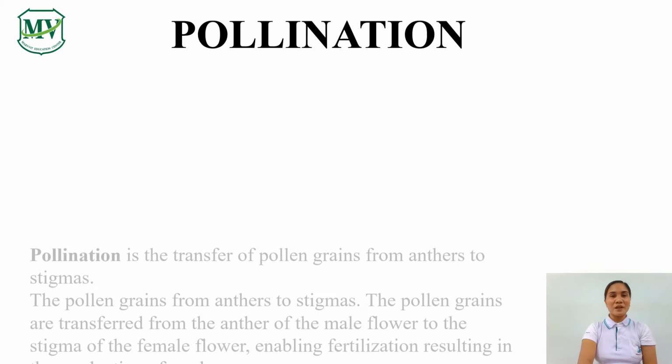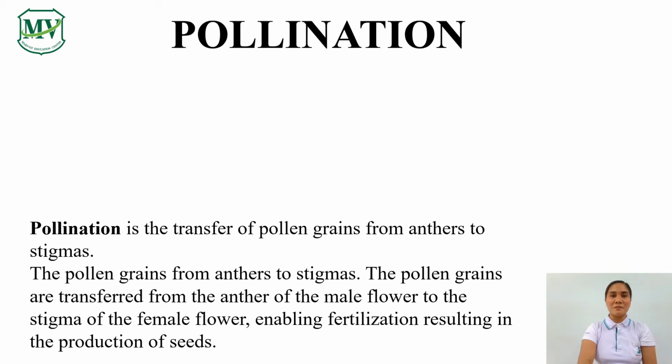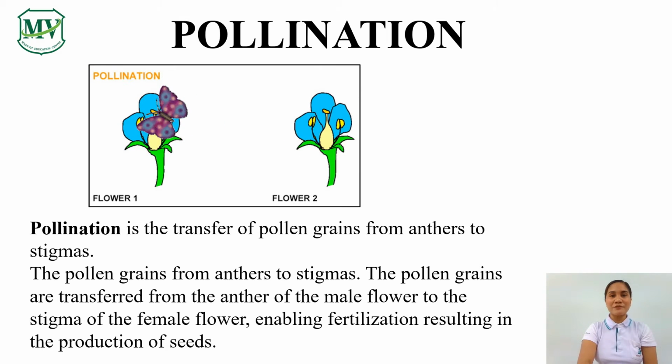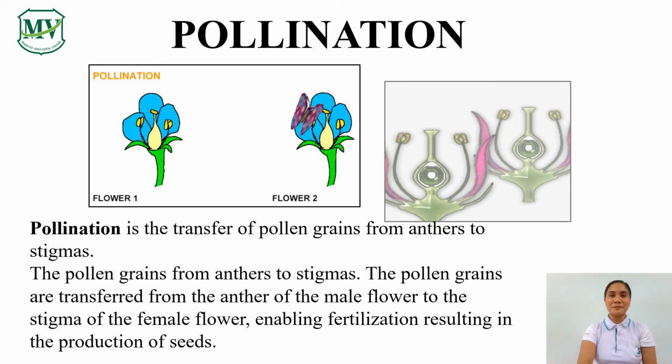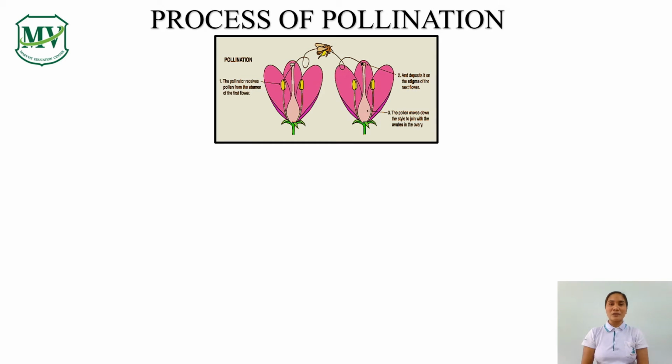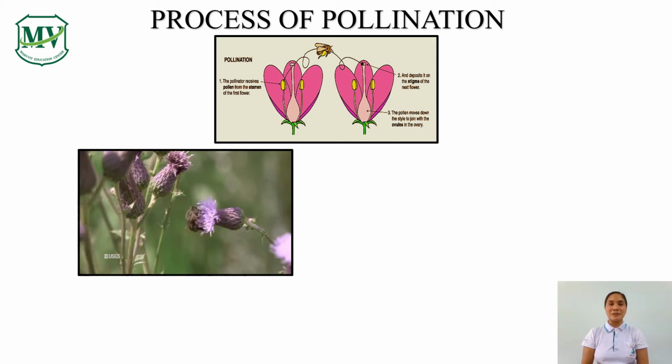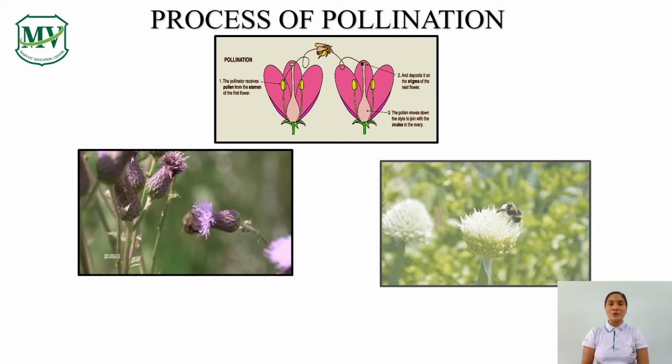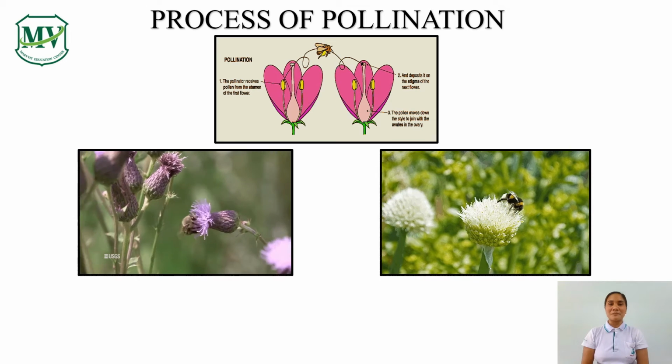Flowers reproduce by the process of pollination. Pollination is the transfer of pollen grains from anthers to stigmas. The pollen grains are transferred from the anther of the male flower to the stigma of the female flower, enabling fertilization, resulting in the production of seeds. Process of pollination. When pollen is fully mature, the anther opens to release pollen grains. The pollen grains then fall and are dispersed far. Pollination occurs when the pollen grain lands on the stigma and is captured by a sticky fluid. Pollination can occur at night or during the day, depending on plant species.